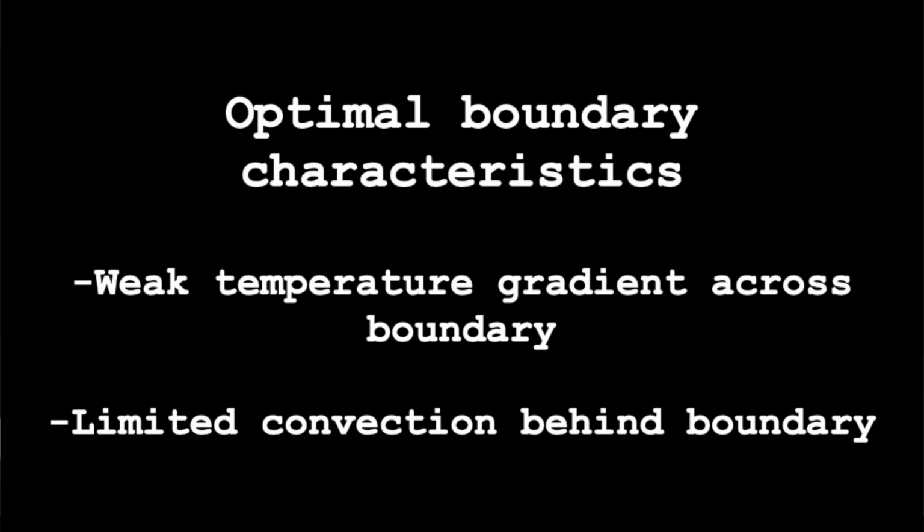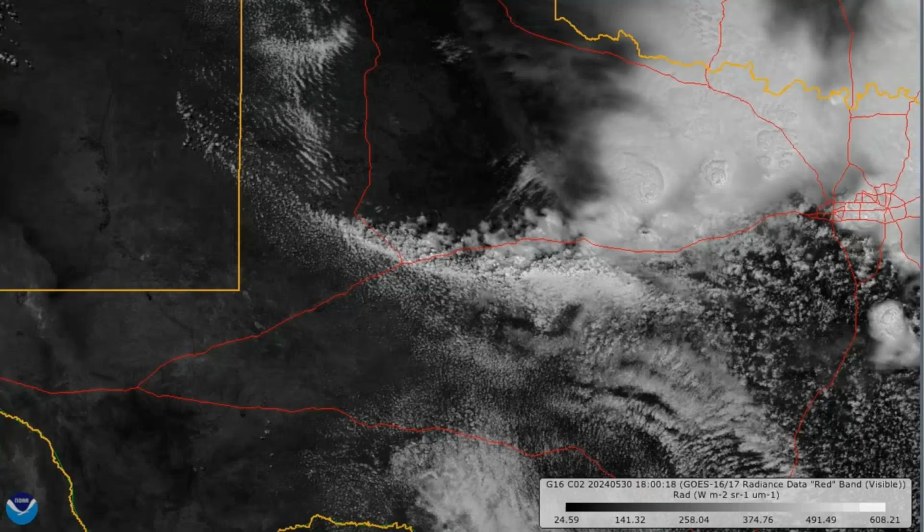So even if you have a boundary that is being forced by a convective complex, if that complex tends to weaken with time or dissipates altogether, that's a good sign for your boundary eventually stalling at some point later on. Let's take a look at this example here.